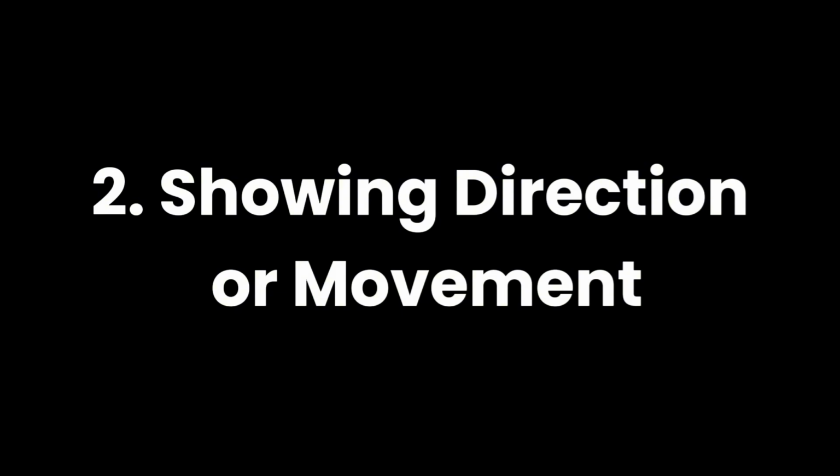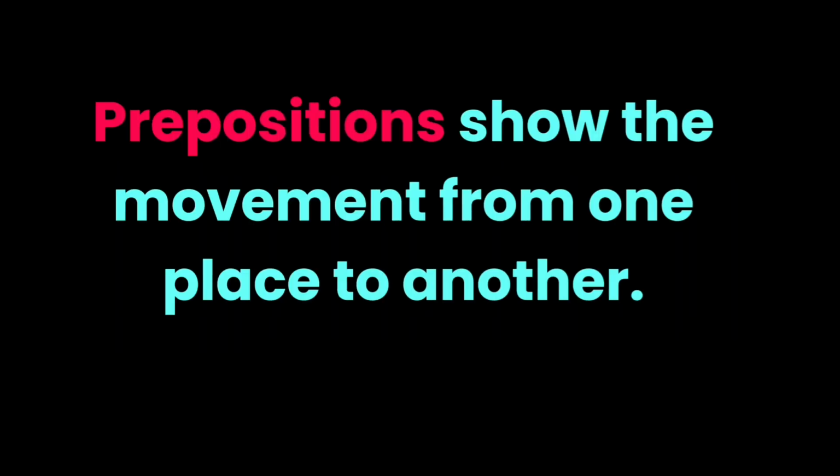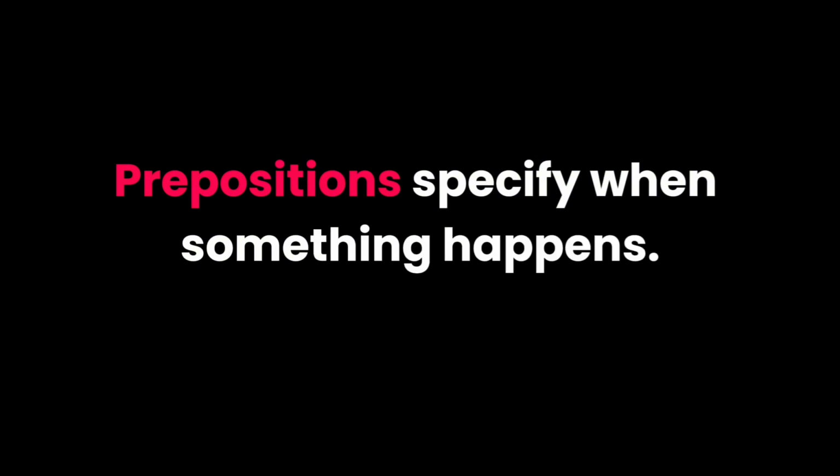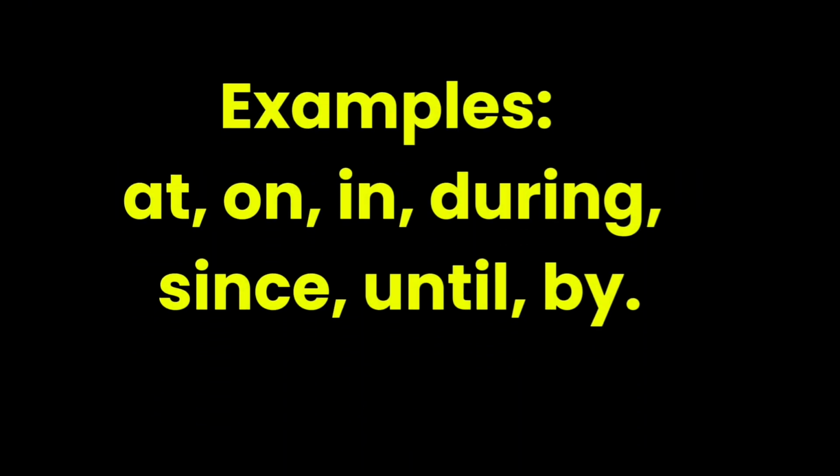2. Showing direction or movement. Prepositions show the movement from one place to another. Examples: to, into, onto, toward, through, across, along. Example: 1. He went to the store. 2. She is going to the park. 3. Referring to time. Prepositions specify when something happens. Examples: at, on, in, during, since, until, by.